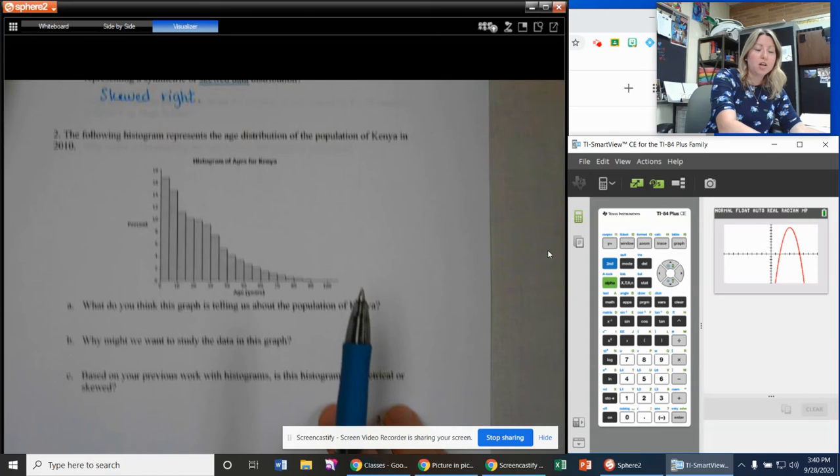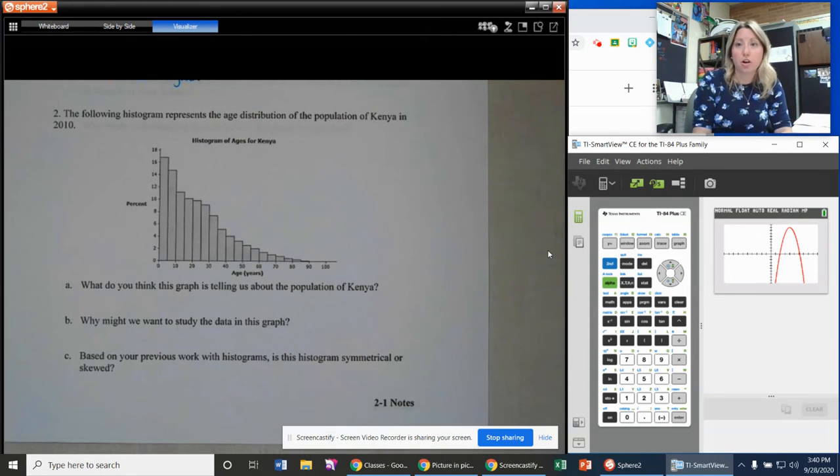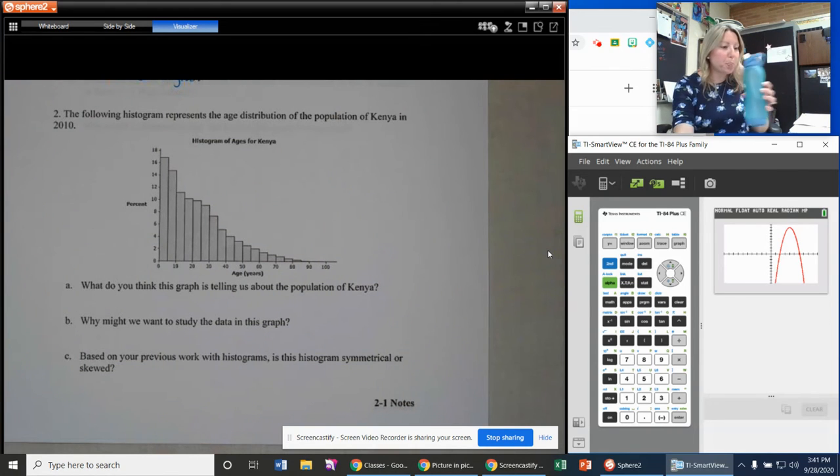Histograms. So this is a histogram of ages for people in the country of Kenya in 2010. Okay? Again, I want you to stop. I want you to pause. I want you to look at the histogram. I want you to think about what it's telling you. Okay? You might now have words like skew and symmetric in your head. Looking at this. Okay? But pause, think about it, come back. Okay? Hopefully you're back.